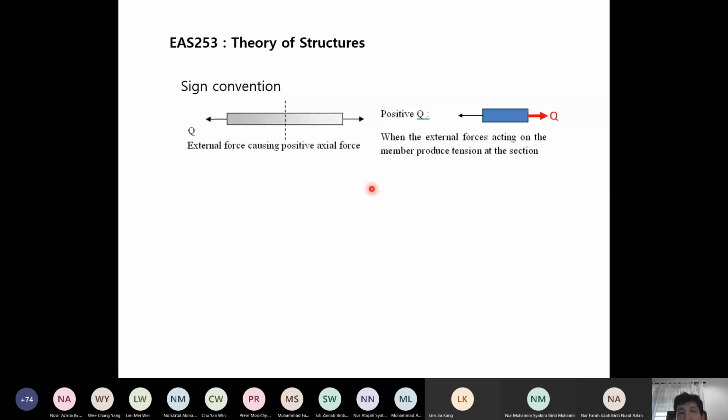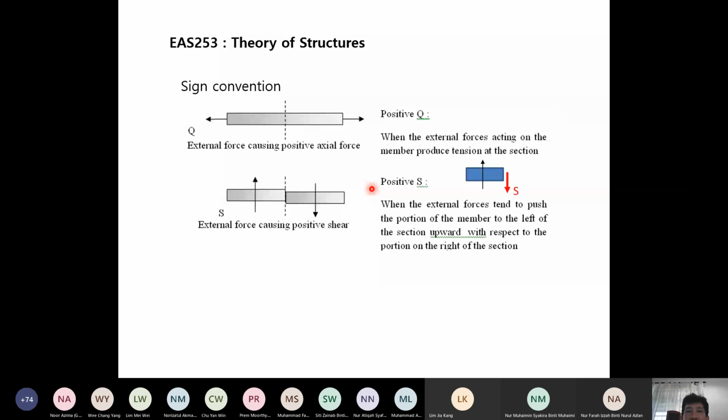So if you assume tension, if you get Q positive, let's say 20 kilonewton, meaning that that particular section is in tension. If you get negative, then that particular section is in compression. So that is for Q.